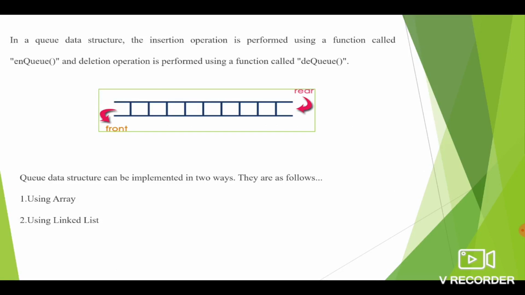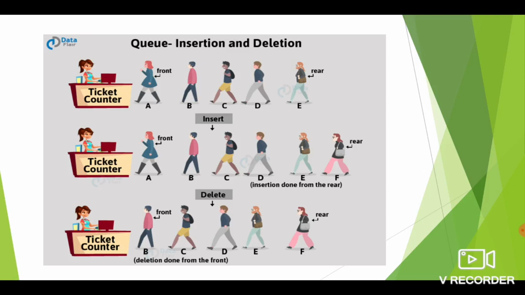Once again, queue is a linear data structure. Here the insertion operation is named as enqueue and the deletion operation is named as dequeue. For insertion, we are using the rear end position, and for deletion, we are using the front end position. Like stack, queue can also be implemented in two ways. One is by using an array, the other one is by using a linked list.